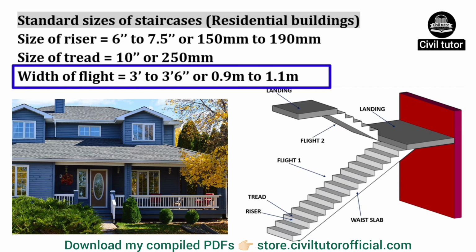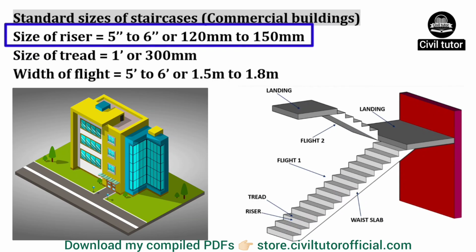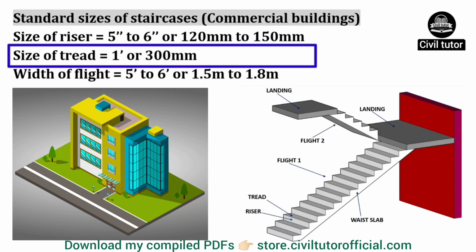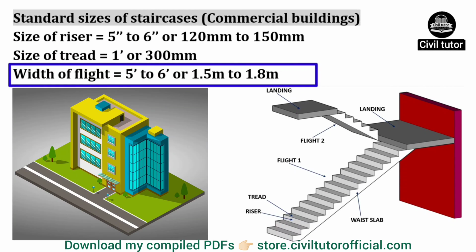On the other hand, if we need the staircase for a commercial building, the minimum size of the riser should be kept between 5 inches to 6 inches or 120 to 150 mm with a minimum tread size of 12 inches or 300 mm, and the minimum width of the flight to be kept between 5 feet to 6 feet or 1.5 meter to 1.8 meter.